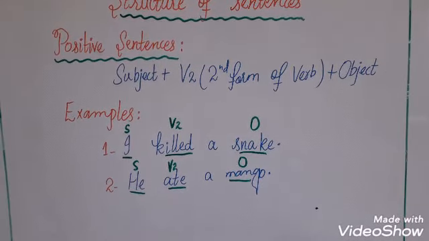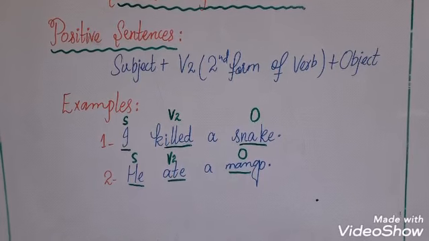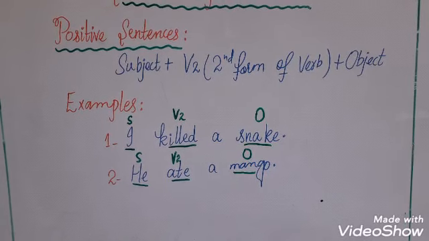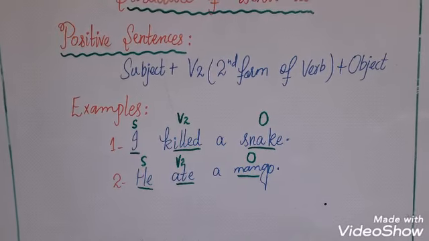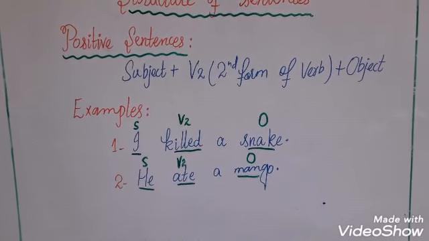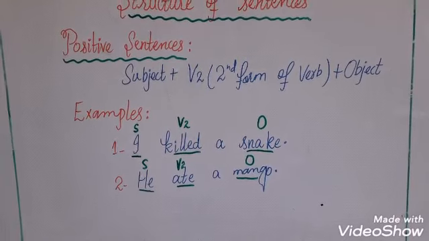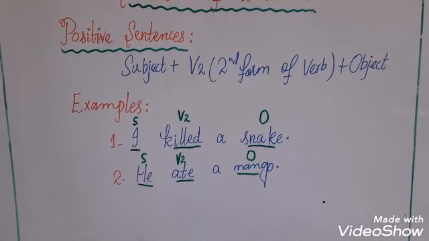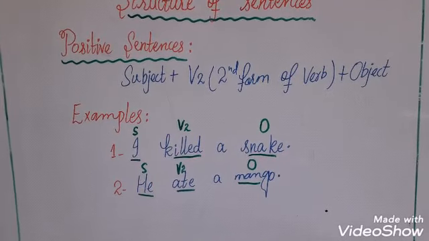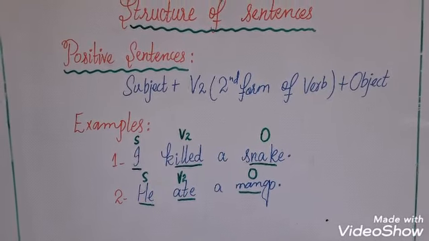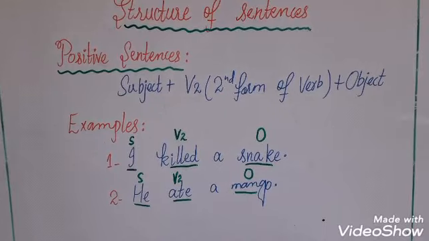Our second example is: he ate a mango. In this sentence, he is the subject, ate is V2, the second form of verb, and mango is the object. So friends, you will make 10 more examples of past simple positive sentences like these in your notebooks as homework.